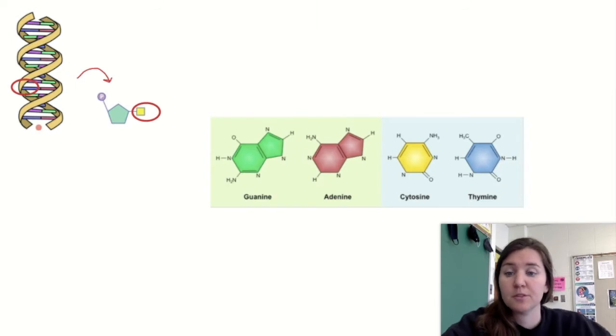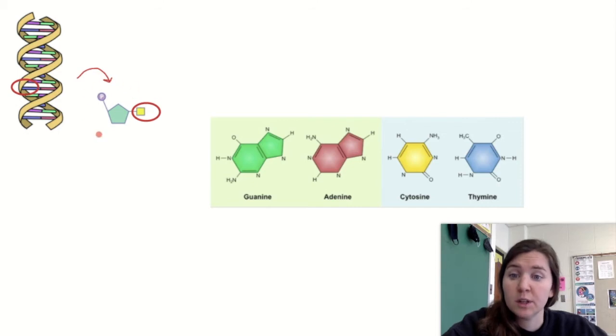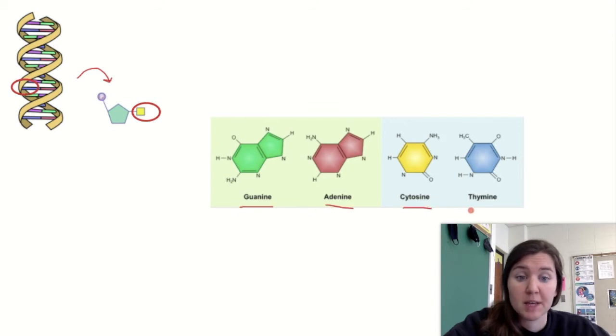Now remember, we have our whole DNA molecule here. We zoomed in to look at just one nucleotide. And now, if we look at just the nitrogen base of that nucleotide, there are 4 different possibilities. These 4 are the different nitrogen bases that could be in that nucleotide. So we have guanine, adenine, cytosine, and thymine. Those are our 4 nitrogen bases.